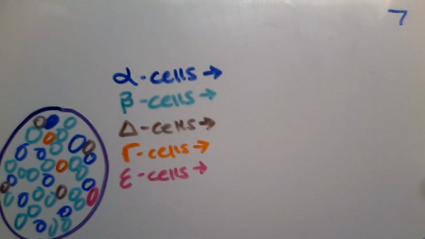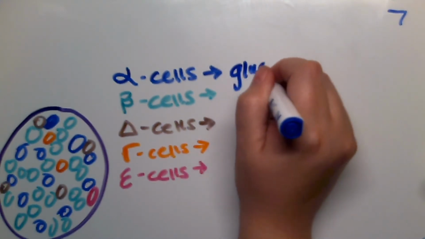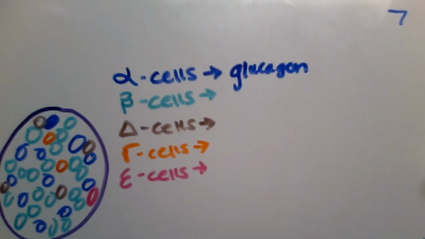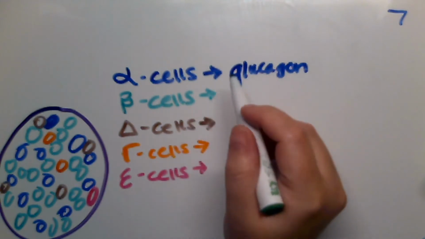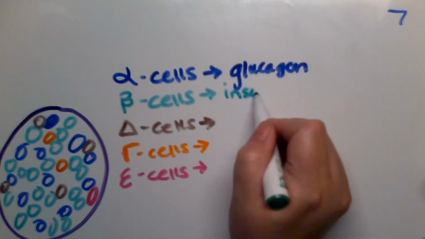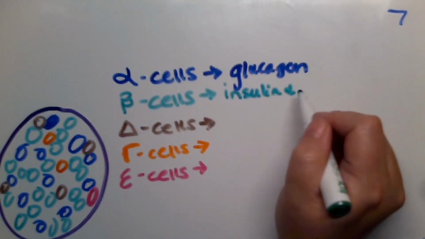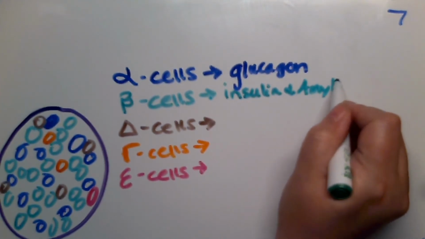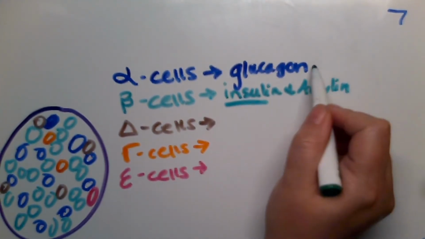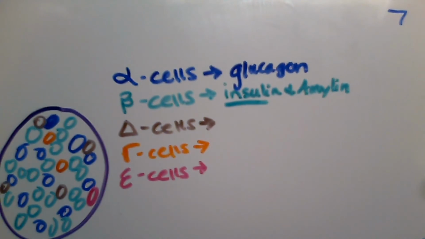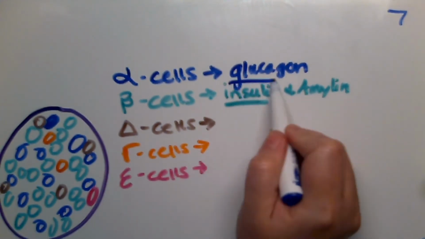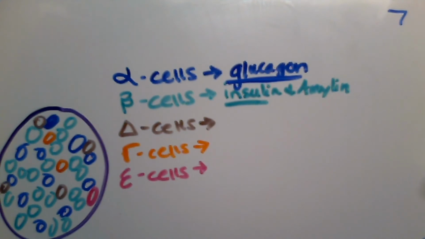Langerhans. They are responsible for producing a hormone called glucagon. The most common cell within the islets of Langerhans are the beta cells. The beta cells are responsible for producing insulin and amylin. Insulin and glucagon are probably the most important two hormones that the pancreas produces, so we're going to discuss those a little bit more in detail.